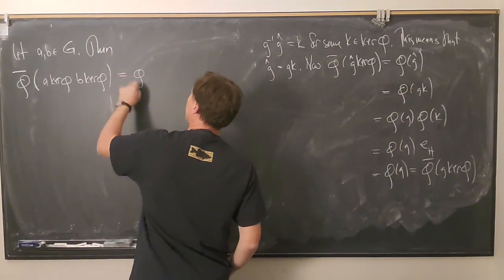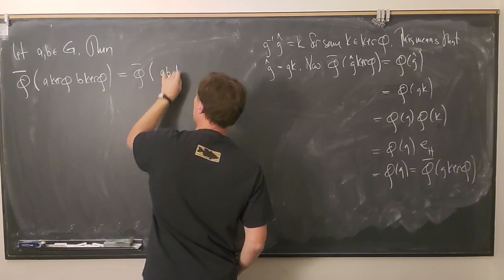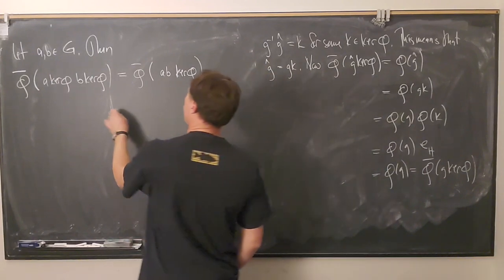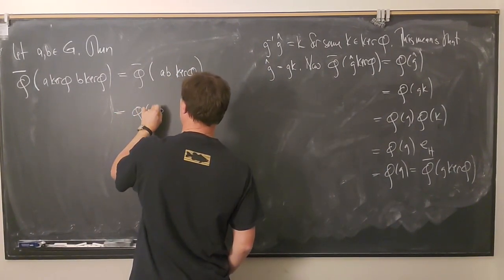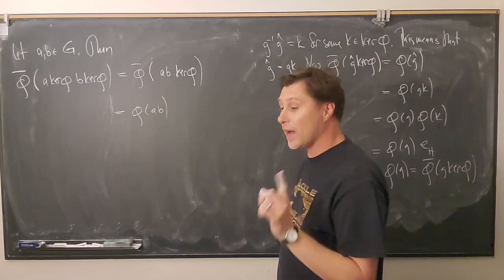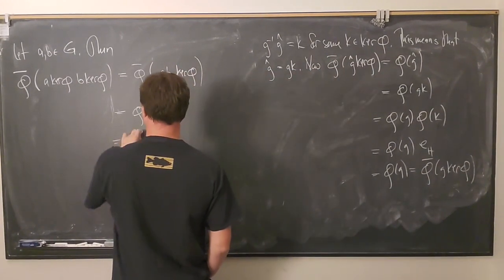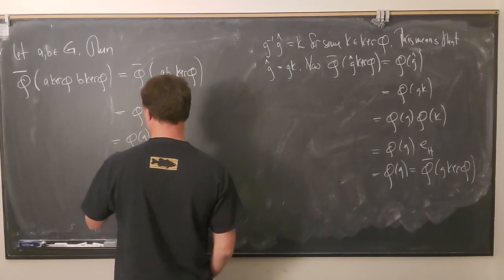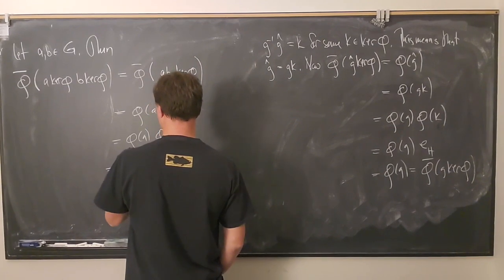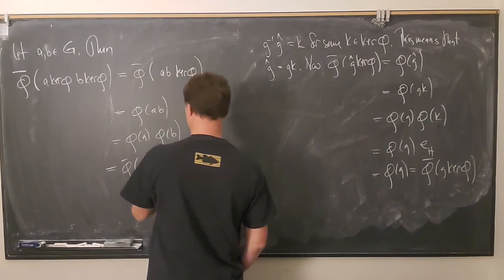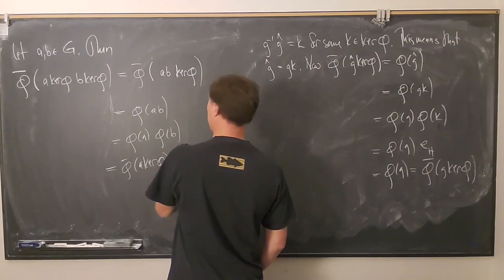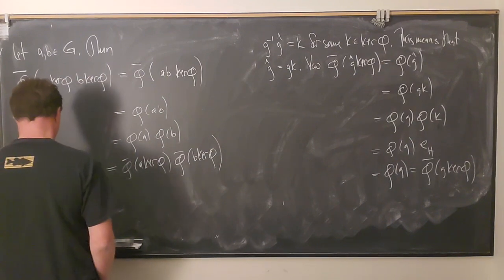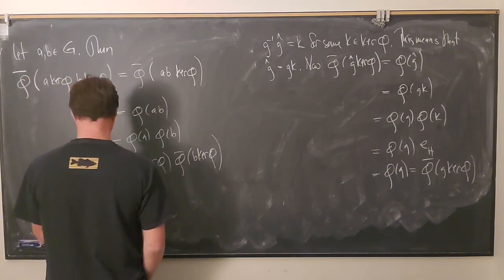Okay, so what is this? This is phi bar of AB times kernel phi. That's the operation within the quotient. The formula says this is equal to phi of AB. But then phi is a homomorphism, and so this is equal to phi of A times phi of B. And then we put things back together. This is phi bar of A kernel phi times phi bar of B kernel phi. And so phi bar is a homomorphism.